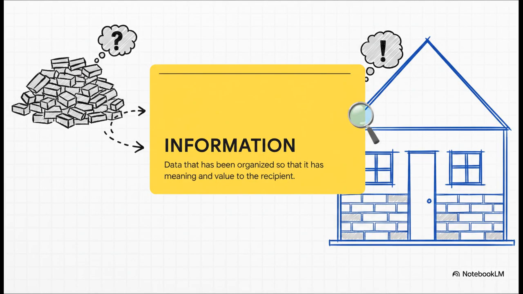Okay, but here's where the magic really starts to happen. In the very next step, we take that useless data and we turn it into information. And how do we do that? It's simple, really. We just add context. We give it meaning. It's like taking that random pile of bricks and suddenly having a blueprint for a house. All of a sudden, those bricks have a purpose.